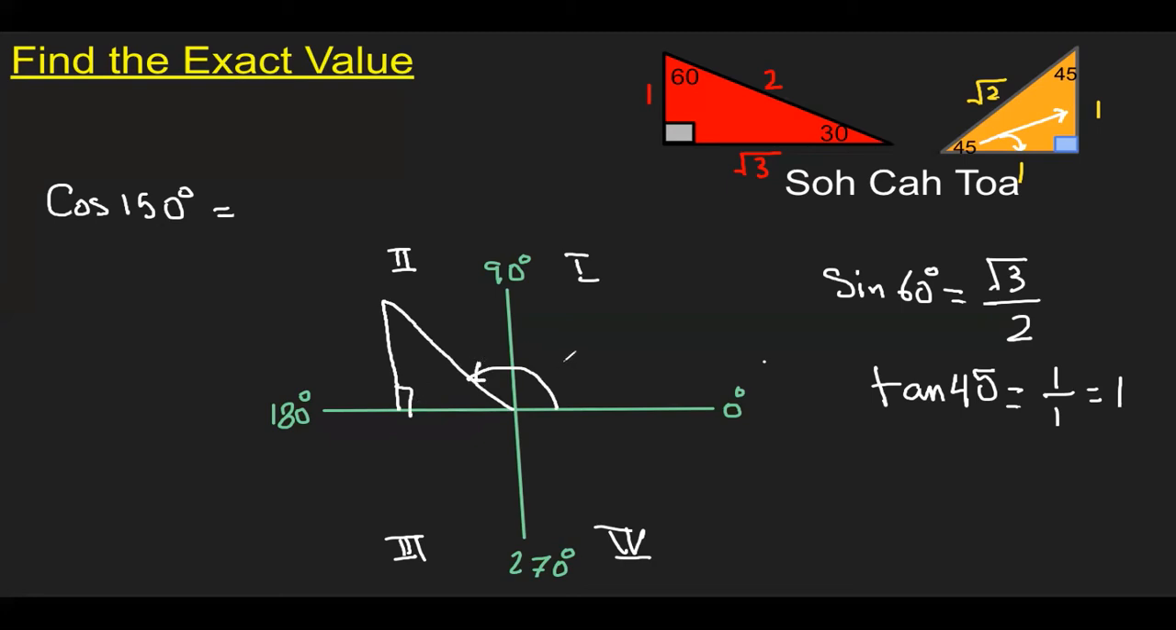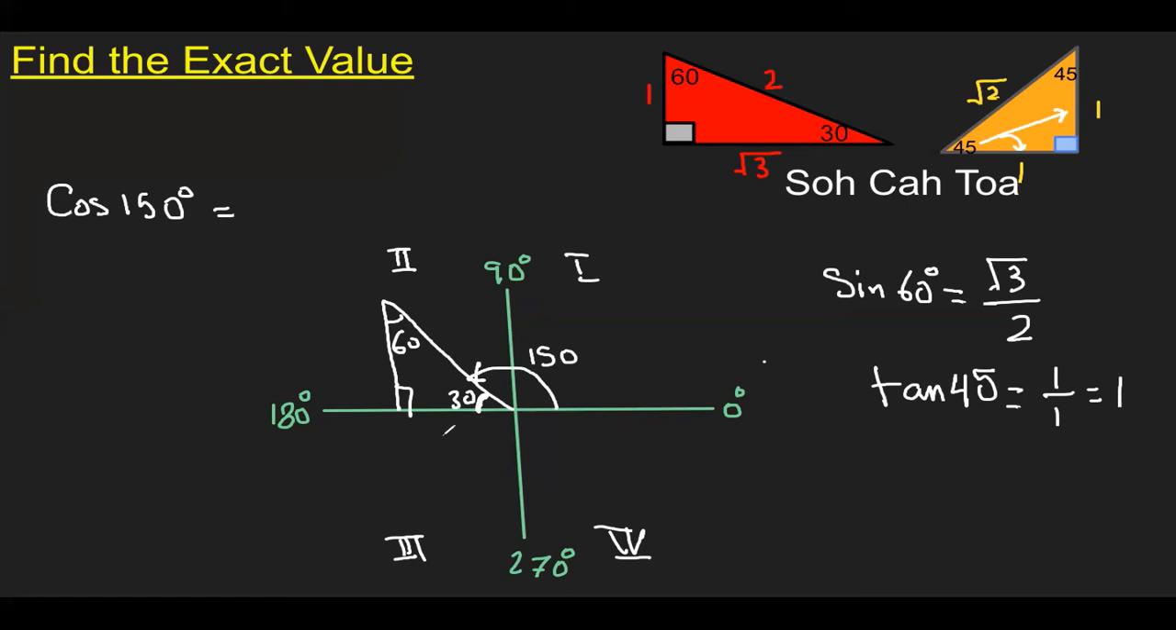Now, if this is 150, what's remaining to get to 180 is 30 degrees. So this becomes 30, and this is 60, and that's 90. So basically, you draw your triangle right there. This is your reference triangle, the 30, 60, 90, according to the 150. So if I'm doing cosine 150, instead of 150, I'm going to work from the reference angle, which is the 30 degrees. That's why we call it the reference angle. It refers to the 150.